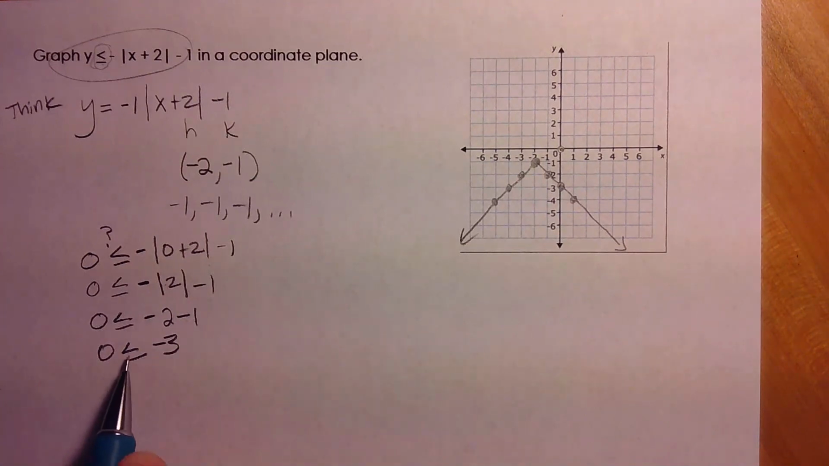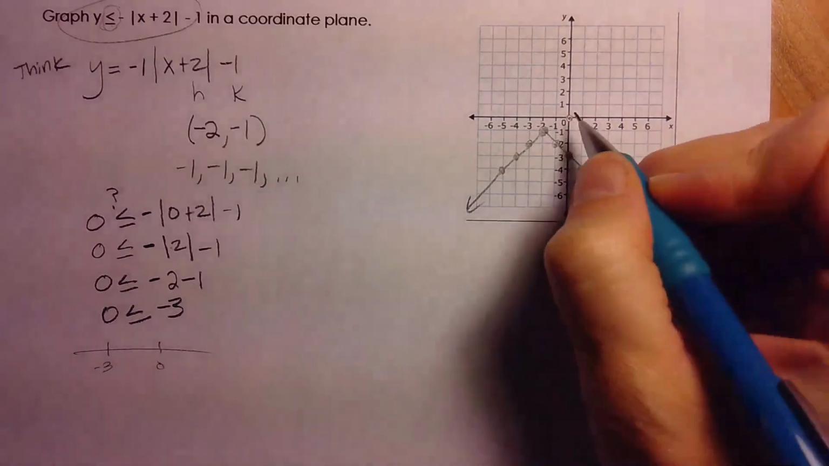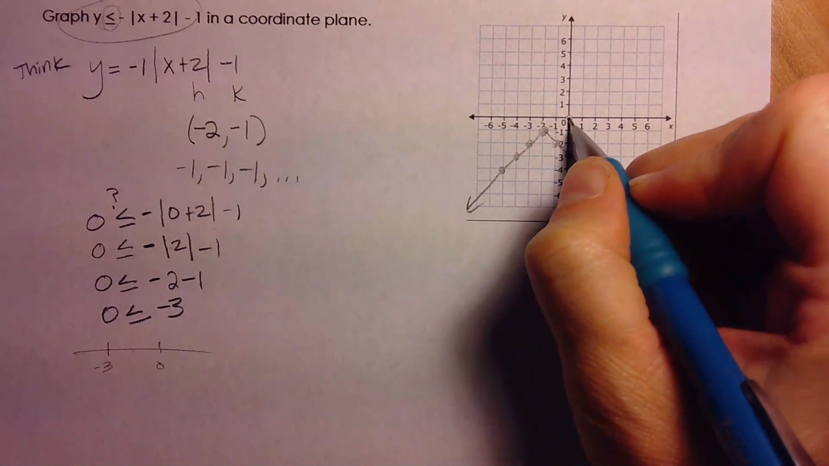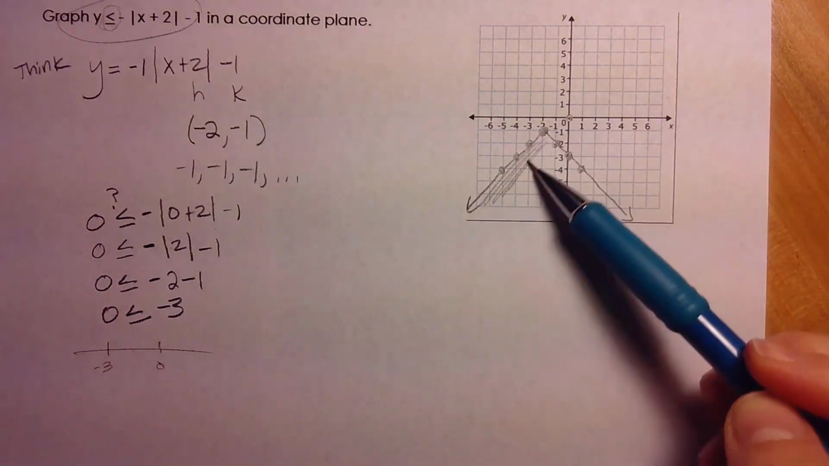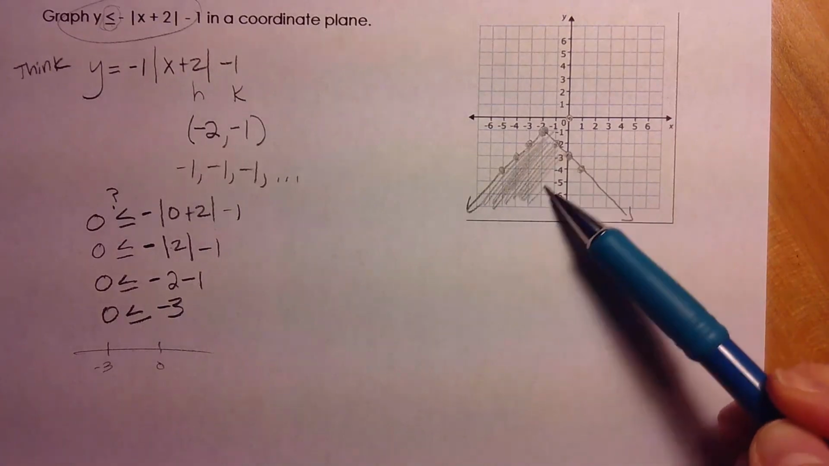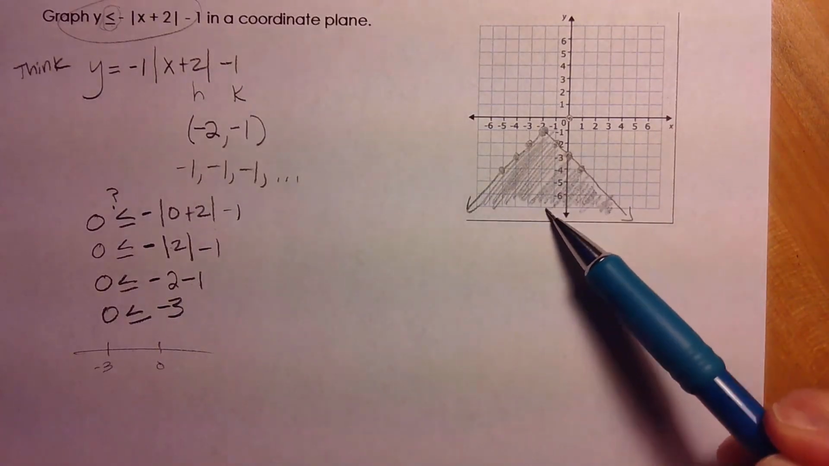So is 0 less than or equal to -3, right? So when you think on a number line, here's 0, here's -3. No, right? 0 is greater than -3. So that means that 0 is not a solution. All right, so that means all the other solutions happen inside the V. And if 0 was a solution, it means you would shade everything outside the V.